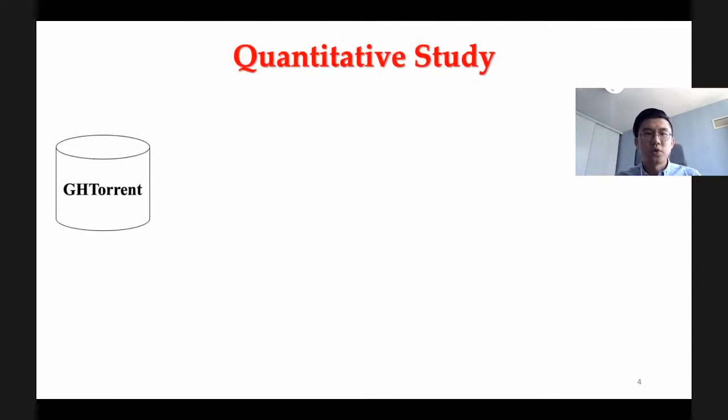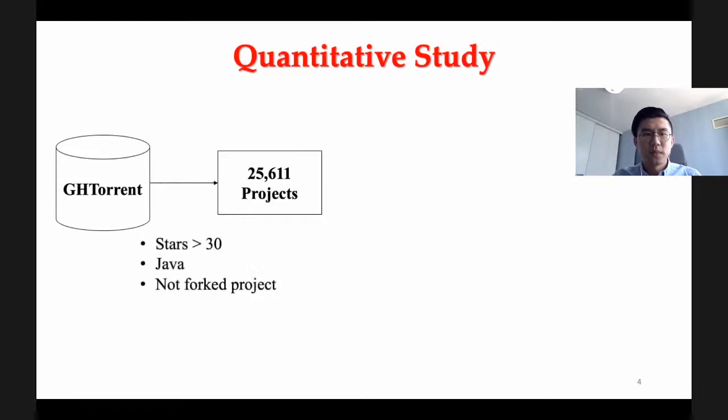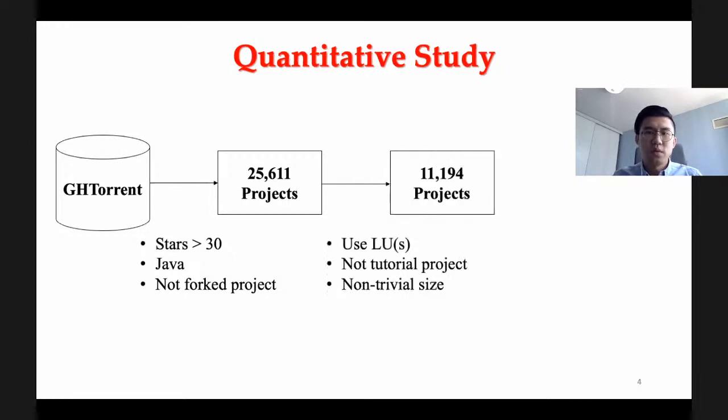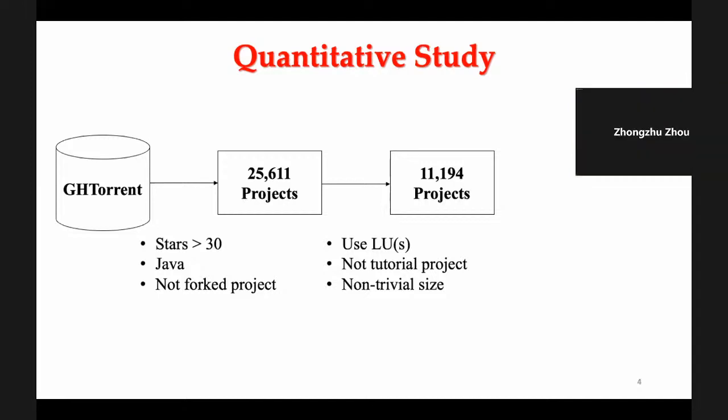We first conduct a quantitative study starting from GHTorrent, which is a very popular code repository database. We set a few filtering mechanisms, such as the number of stars, the programming language, and whether the project is a fork project or not. To this end, we have extracted 25,611 projects. Then, we further filter to see whether this project uses any logging utilities, and whether this project is a tutorial project or its size is very trivial.